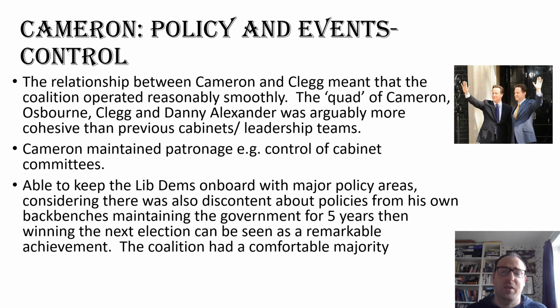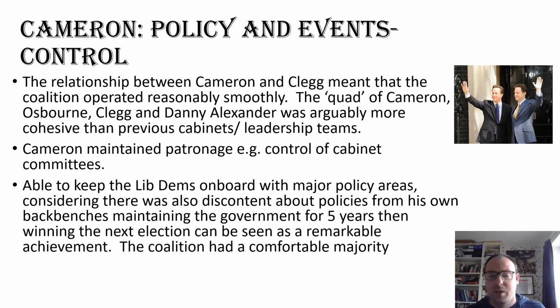Now, you can argue that this was actually more cohesive than some of the cabinets under Thatcher, or the Brown-Blair relationship with Brown. So although these were 4 people from 2 parties, as a leadership team this worked fairly smoothly. Cameron was able to maintain control of large degrees of patronage, for example, control of cabinet committees. He was also able to keep the Lib Dems on board with major policy areas. Considering the discontent about policies from his own backbenchers, maintaining this government for 5 years and then winning the next election can be seen as a remarkable achievement by a Prime Minister in these given circumstances.